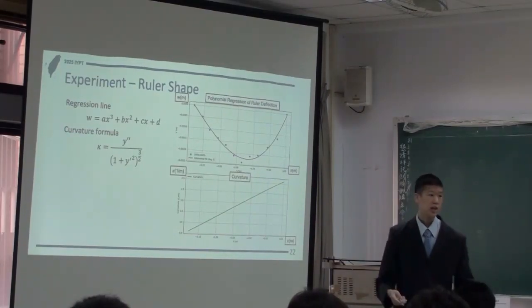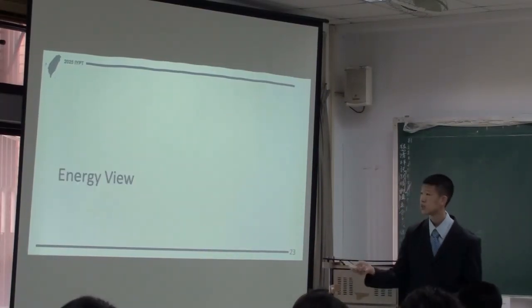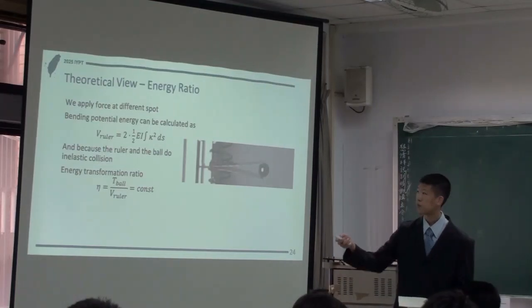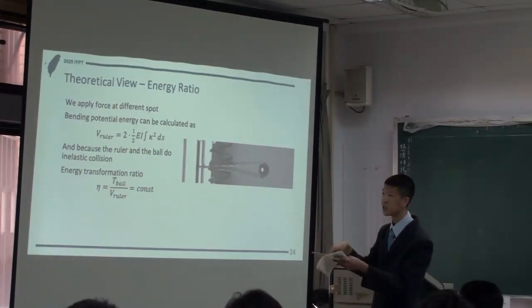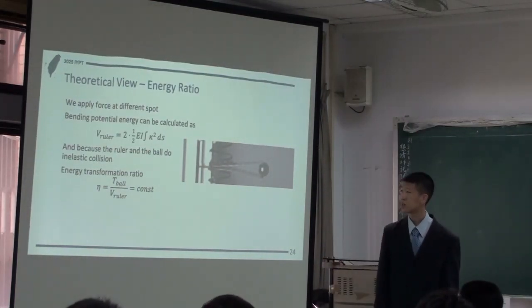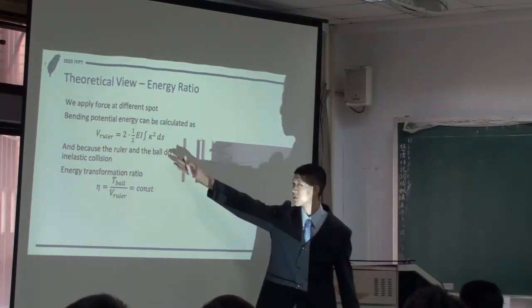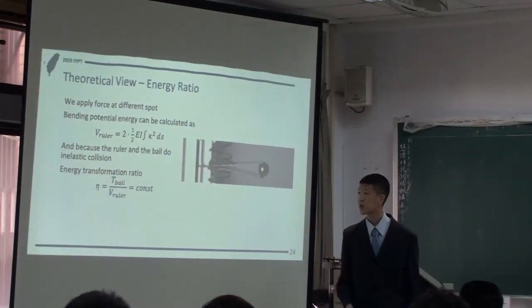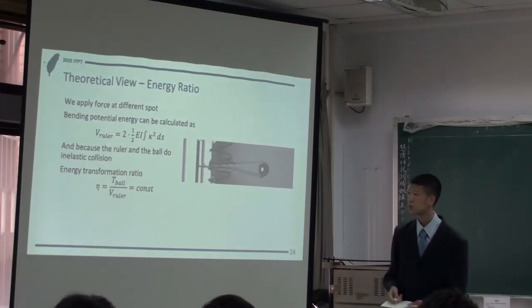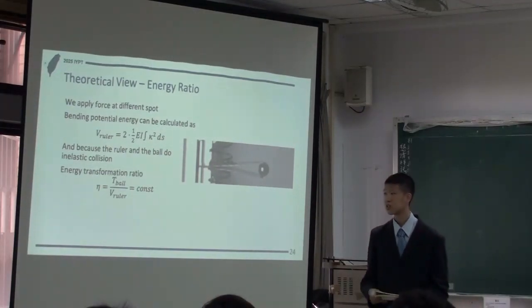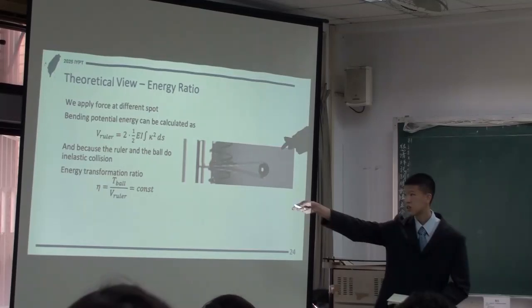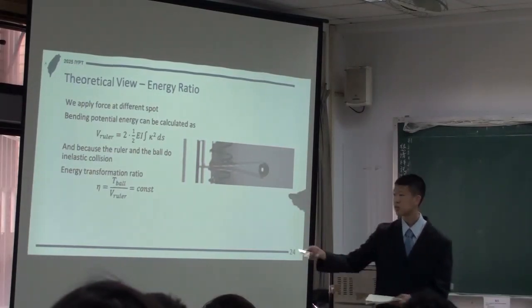And now we can calculate the potential energy. So we apply force at different spots, and the bending energy can be calculated with this formula. And because the ruler and the ball do an inelastic collision, the energy transformation ratio is going to be a constant.